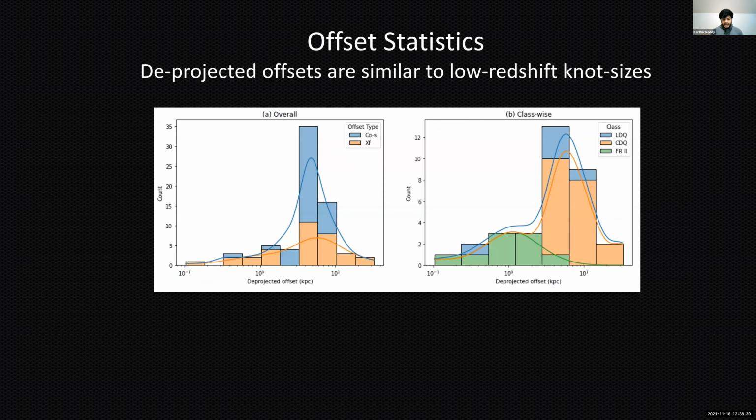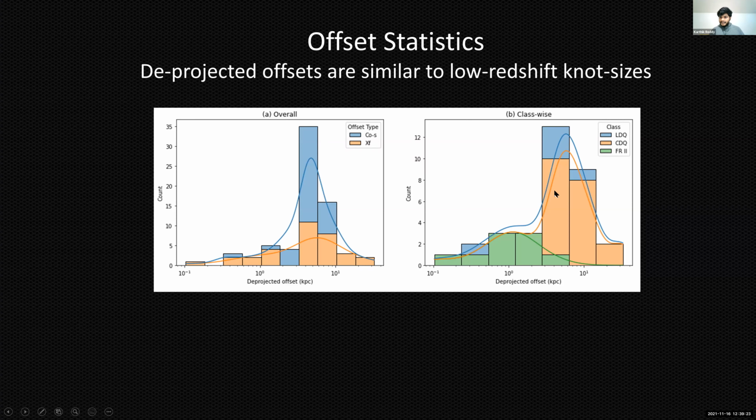And then I next looked at the distributions of projected offsets. Now, because the exact alignment angle of these jets is unknown, I'm using a simple schematic and assigning representative angles to these jets. So smaller angles for CDQs, moderately higher angles for LDQs, and larger angles for FR2s. Now to the left, I plot a distribution of deprojected offsets in knots with X-ray first type, and I also stack them with the co-spatial knots by assuming a certain threshold of 0.15 arc seconds. To the right, I plot the distribution of these offsets, but dividing them between different classes.